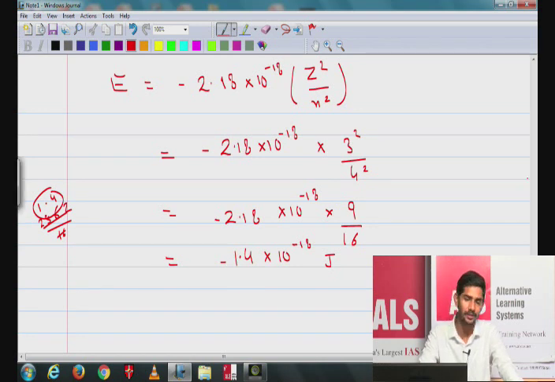Okay, so guys, these are the answers. Radius will be 2.81, absolutely right, whereas the energy should be 1.4, not 1.2. Anyone else who has got these answers?